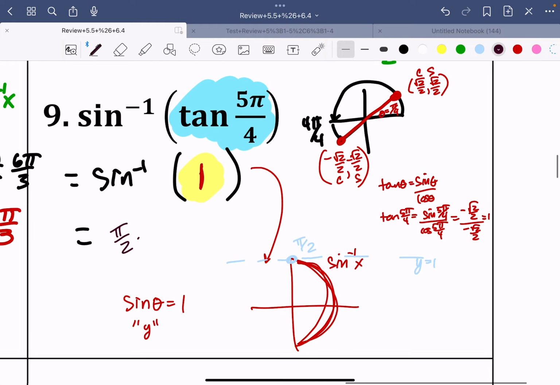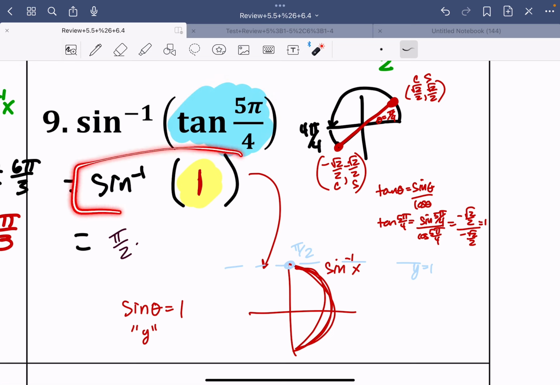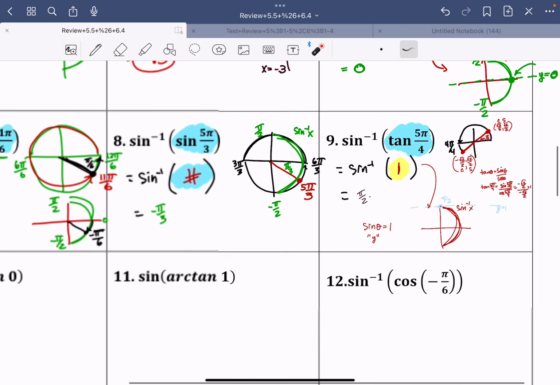Okay, you see how that's a two-step process? First do this, and then do this. It's a composite function. And yes, this looks like the eye of Sauron. Okay, moving on.